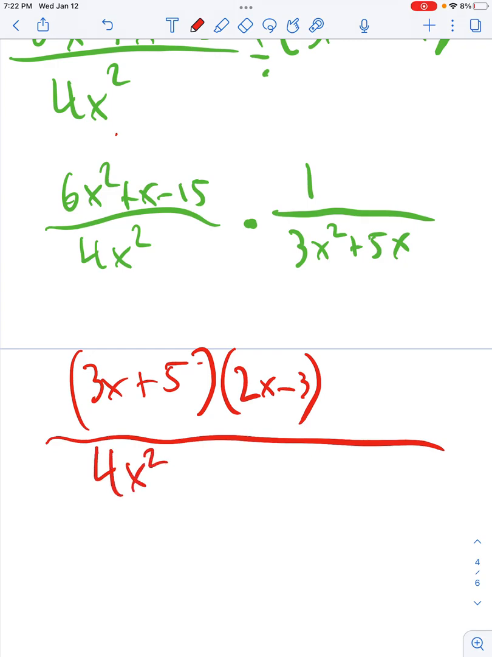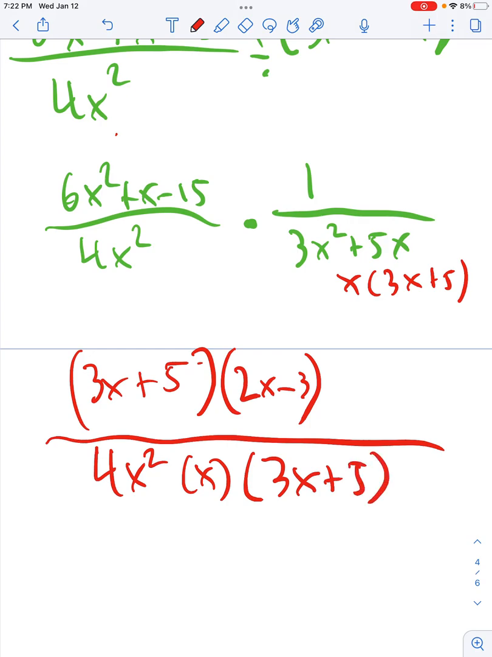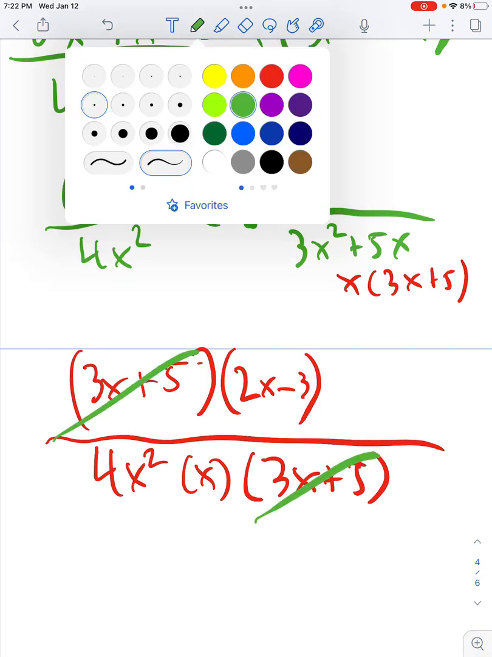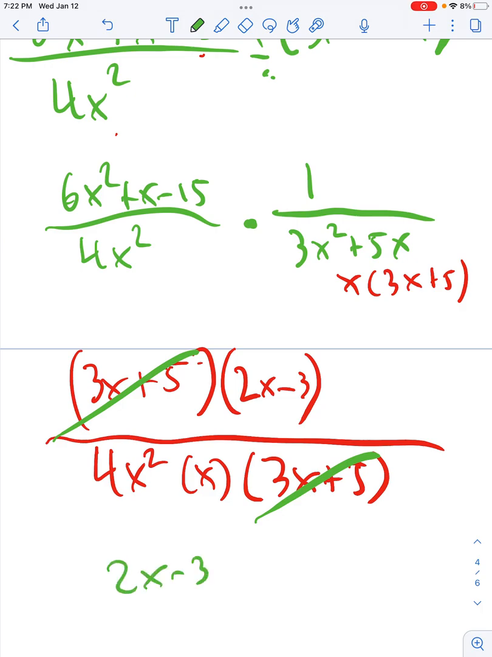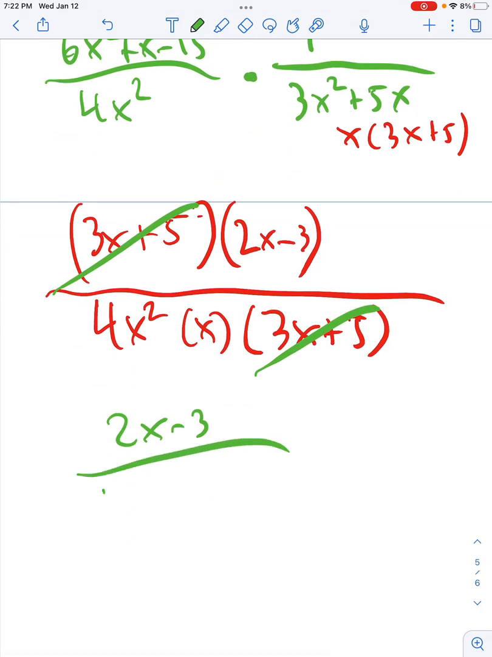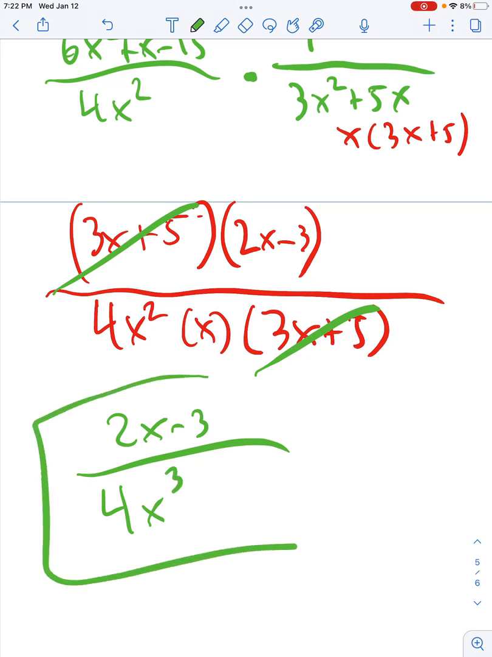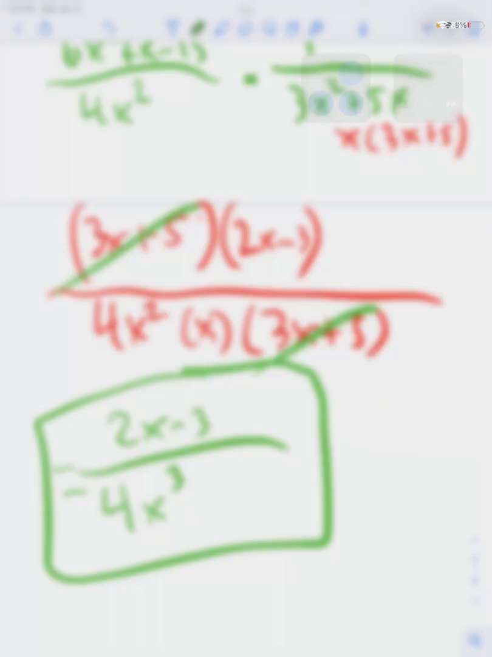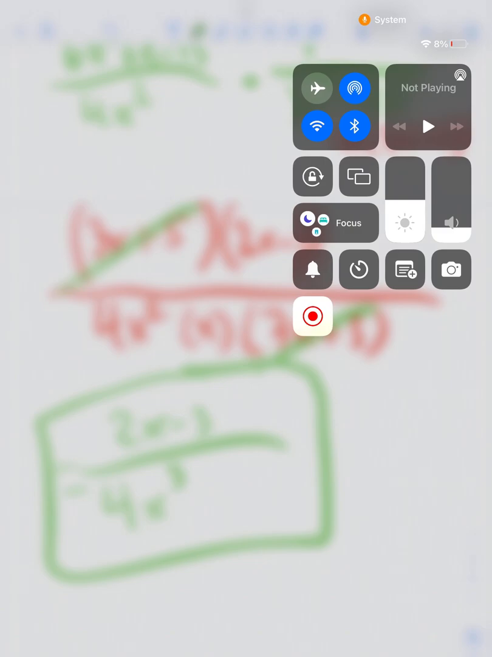And then this one, I still have 4x squared. I can factor out an x from this and get 3x plus 5. So I will do that. I will factor out an x and say that this is 3x plus 5, which is nice because I see that we have 3x plus 5, 3x plus 5. So we get 2x minus 3 on top. 4x squared times x is x to the third. So your final answer is 2x minus 3 over 4x to the third.